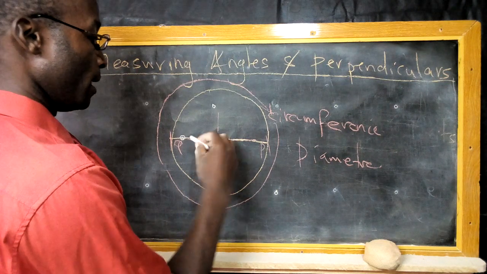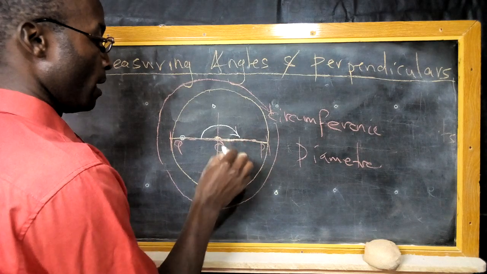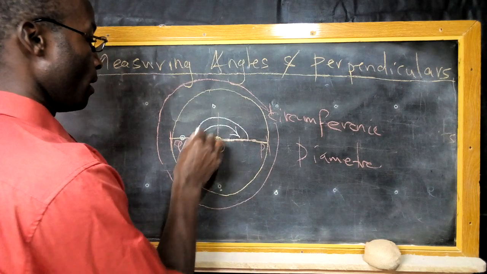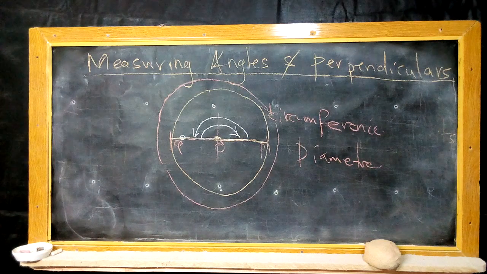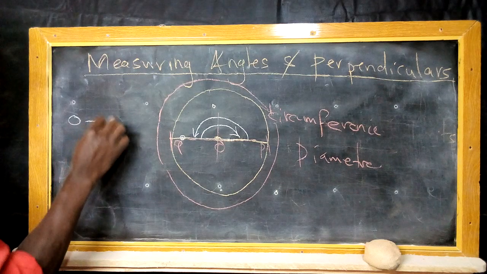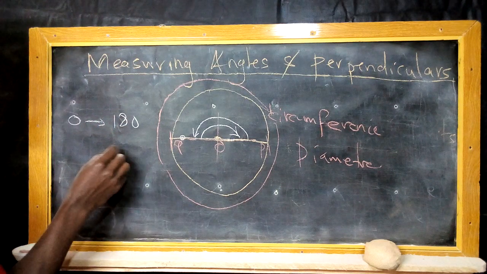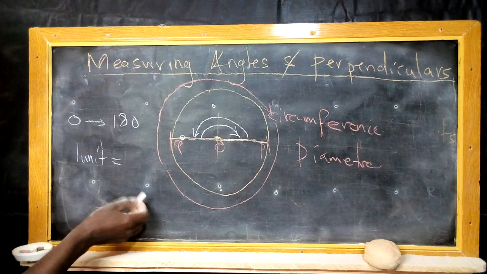We can either measure them in the clockwise or anti-clockwise direction, depending on what we are trying to measure. So in that case, for a protractor, it has a set of units that run from 0 to 180 equal units, and 1 unit is equivalent to 1 degree.